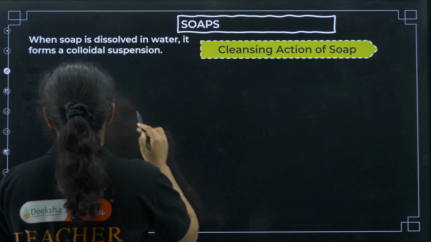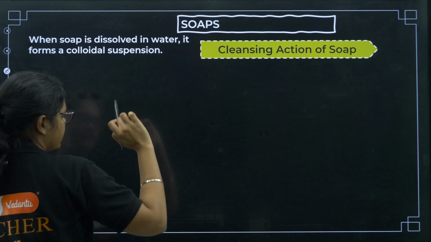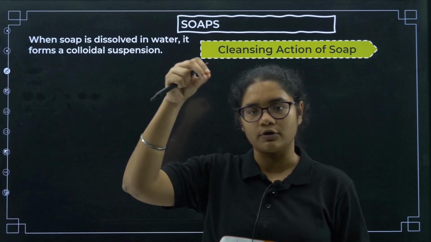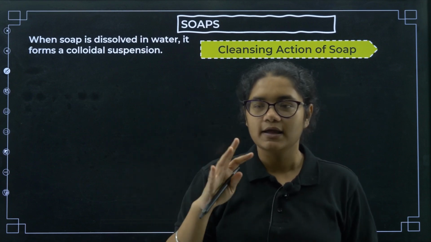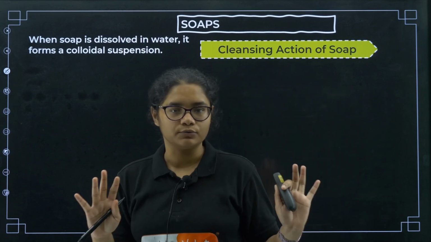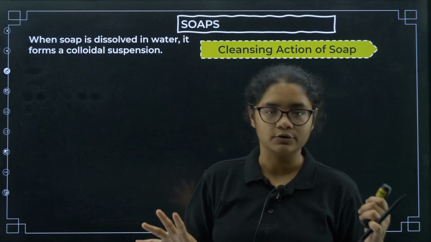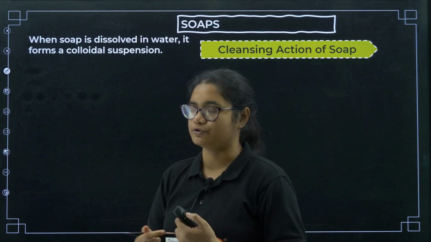So first step is when soap is dissolved in water, it is a colloidal suspension. So it is not completely soluble. You can see whenever you dissolve soap in water, the solution becomes a little foggy, right? It is not a clear solution, but you don't find any precipitate also. We get something called a colloidal suspension or colloidal solution.